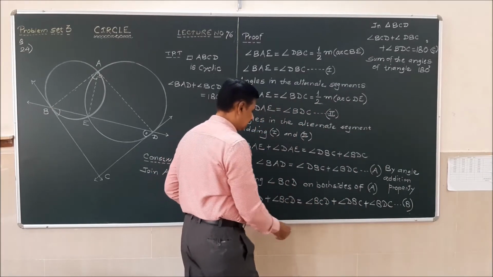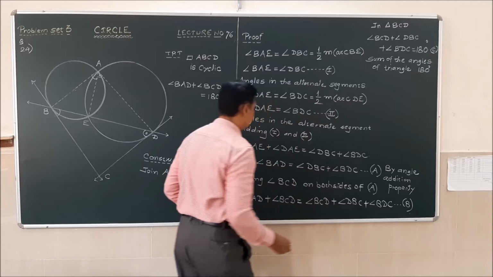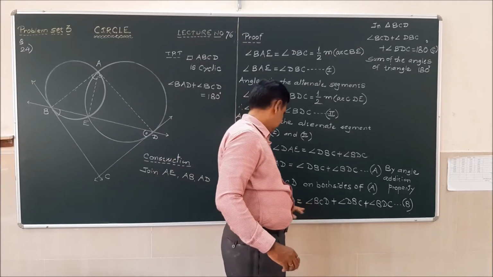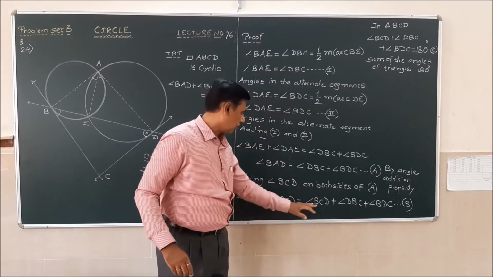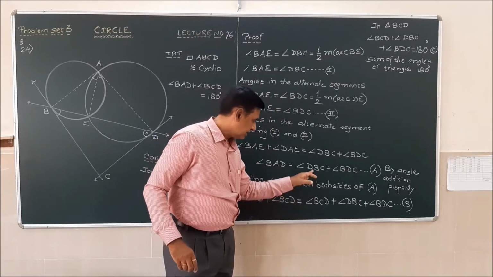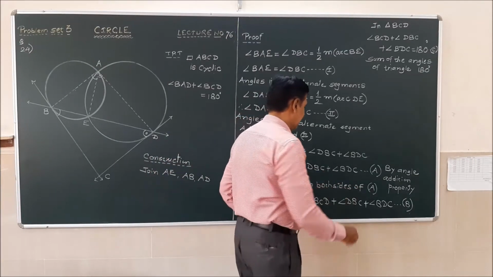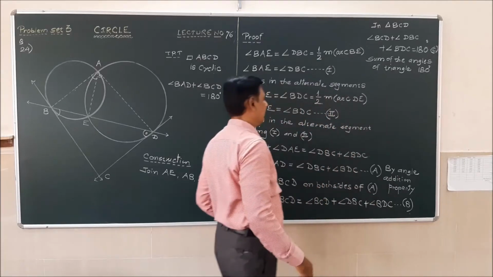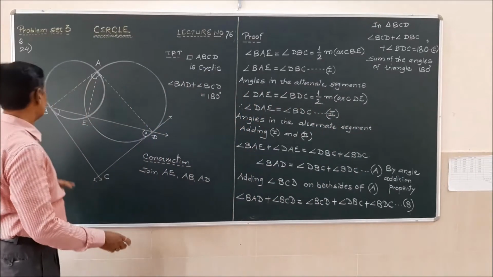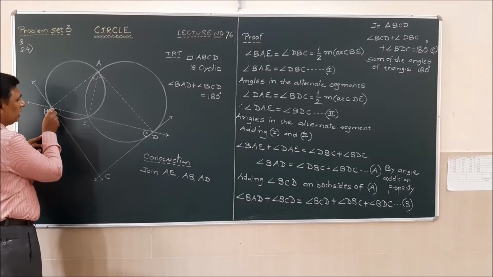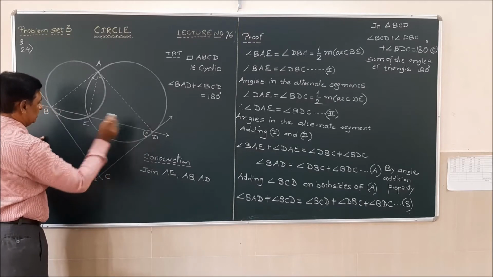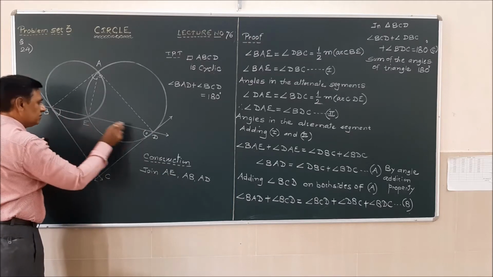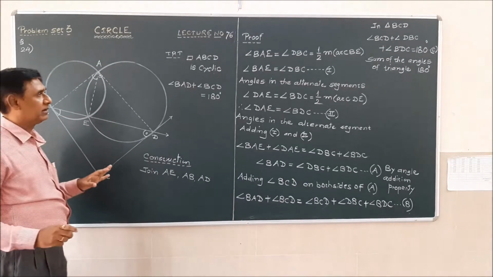Angle BAD plus BCD. After adding BAD with BCD on the right hand side, BCD is the same angle we have added there also. So BCD, DBC as well as BDC, we have not changed them. We have written them the same. But you will surely notice it's a triangle. So BCD plus DBC plus BDC is equal to 180.